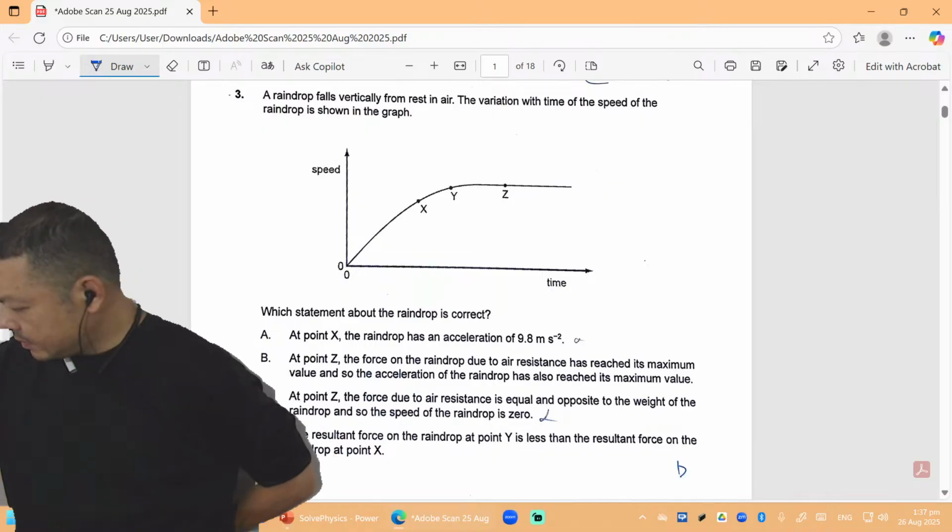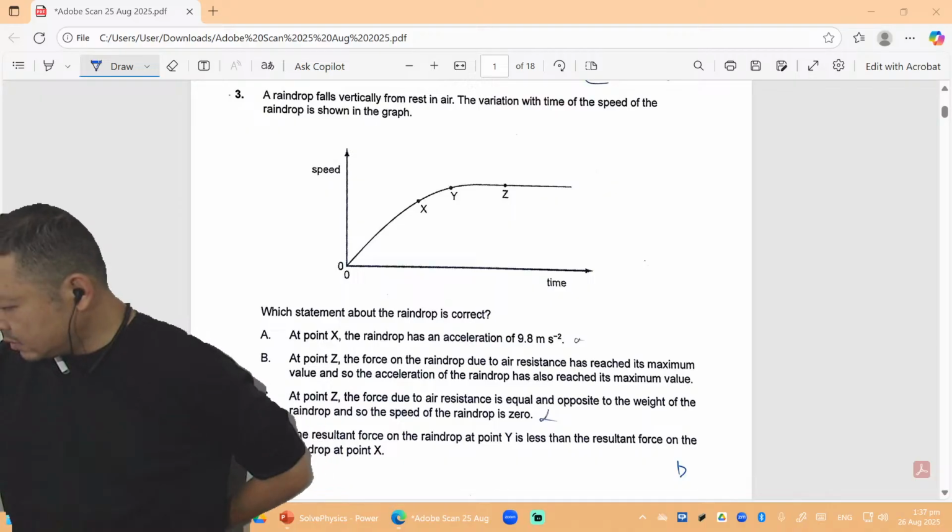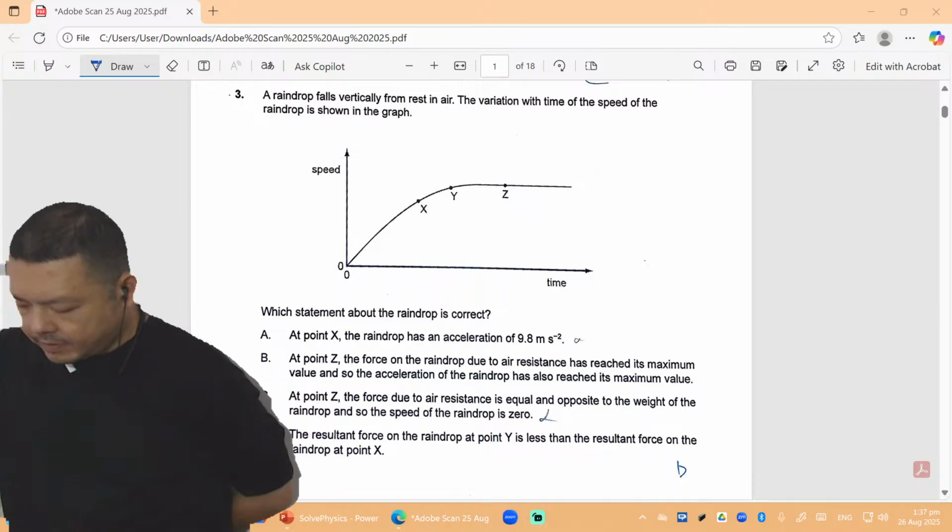Do I need to cover three? Do I need to tackle three?